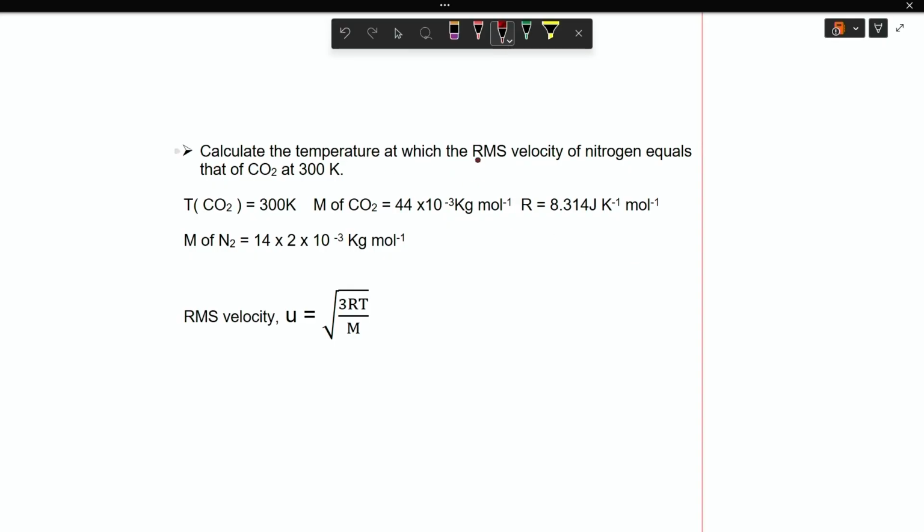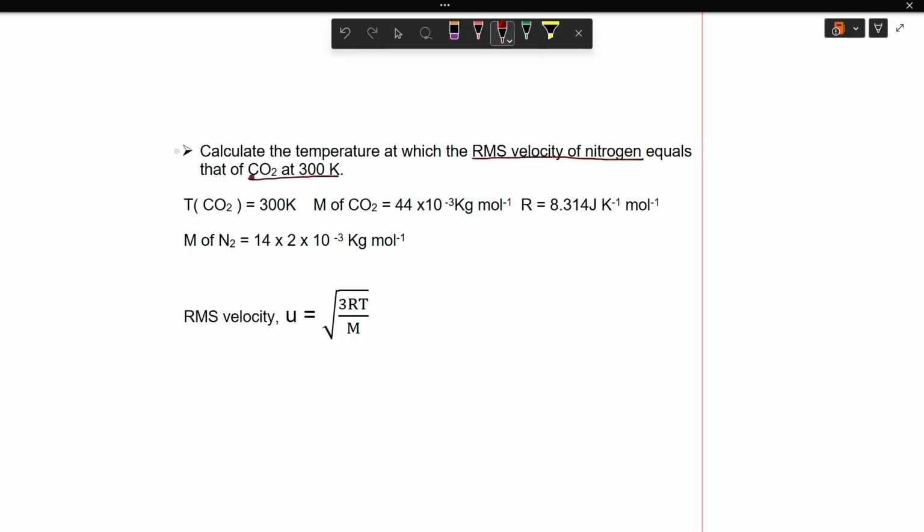Calculate the temperature at which the RMS velocity of nitrogen equals that of carbon dioxide at 300 Kelvin. So, carbon dioxide will have a particular root mean square velocity at 300 Kelvin, which we can calculate, and you will have to find out the temperature at which nitrogen shows that same velocity, because you can see that the molecular masses are different for nitrogen and carbon dioxide.